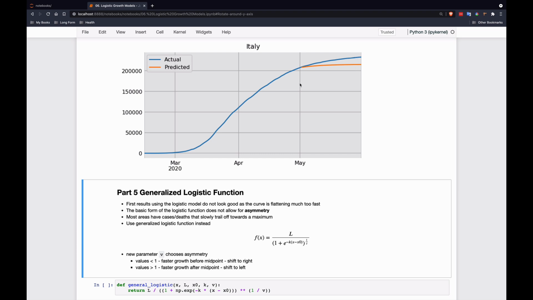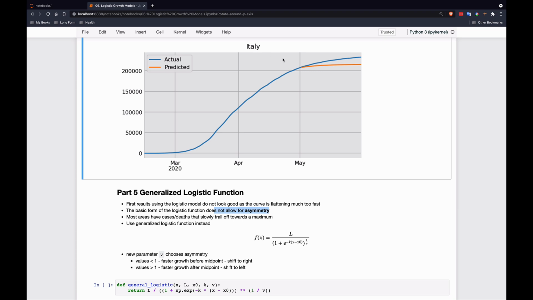The issue with the basic formulation of the logistic model is that it does not allow for asymmetry. The current logistic function is symmetrical around its midpoint, so the left side of the graph has to match exactly the right side. The time it takes to go from 0 to the midpoint must equal the exact same time that it takes to go from the midpoint up to the upper asymptote.